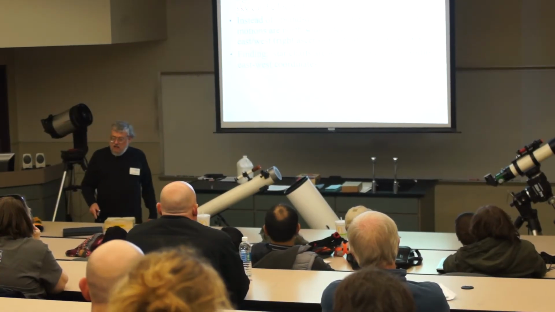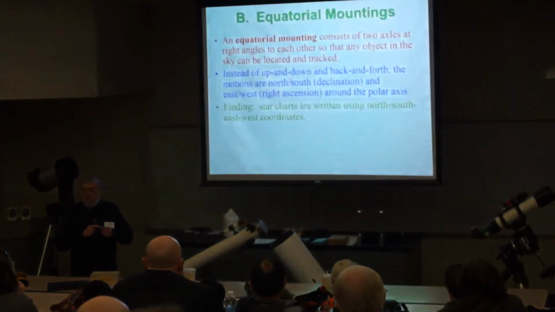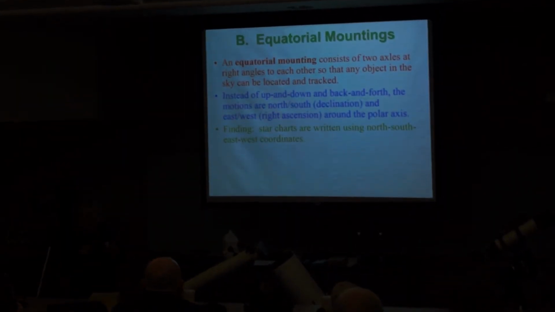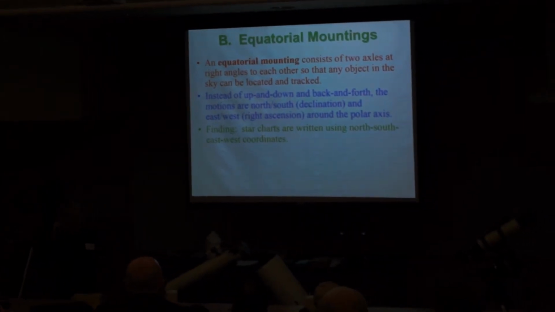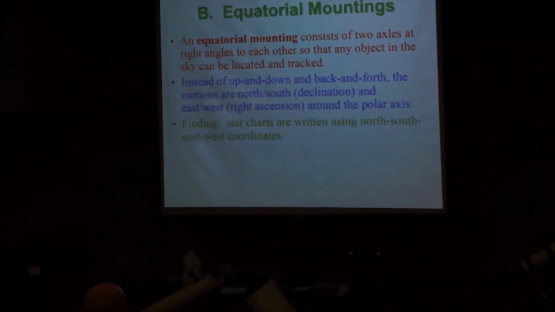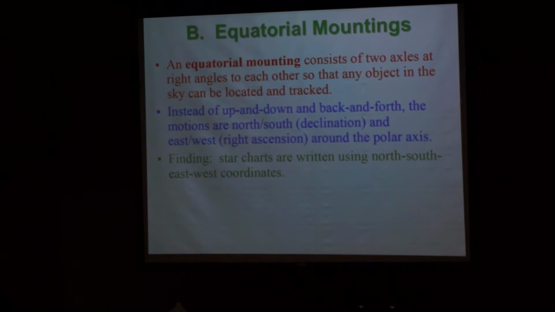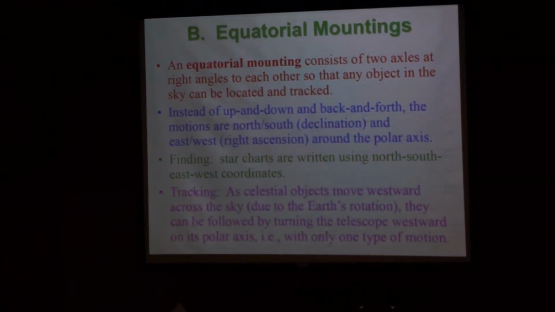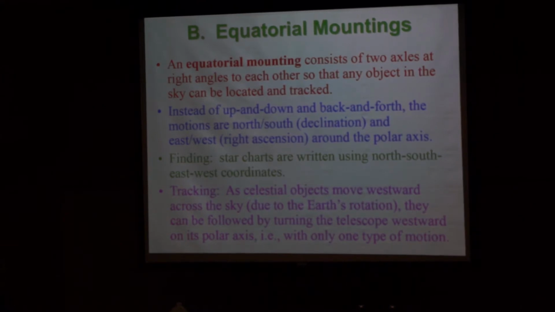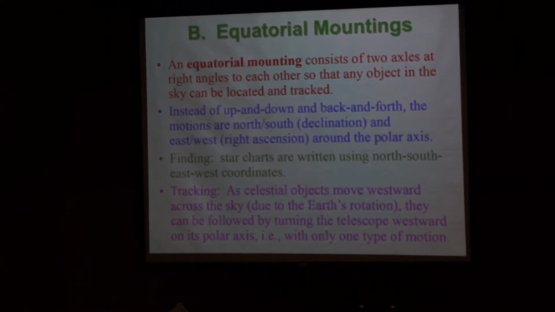And it's easy to find things because a star chart will show, say, the star cluster straight south of a star. You aim to the bright star and you move straight south, turning on that axis. No zigzagging back and forth, and you'll run right across it. And tracking, once you find an object, just follow it across the sky, turning on one axis. No combination of zigzagging back and forth.